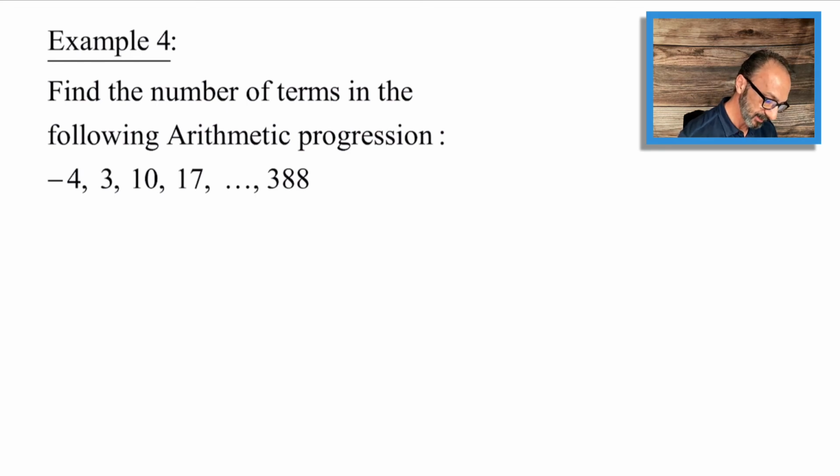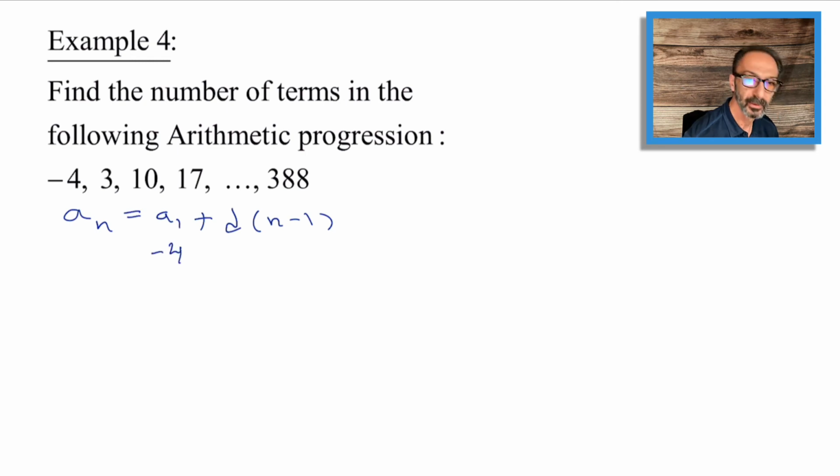So we have a sub n equals a sub 1 plus d multiplied by n minus 1. And a sub 1 is negative 4. We could see that right there. Going from negative 4 to 3, we're adding 7. From 3 to 10, we are adding also 7. From 10 to 17, we are adding 7. So d is 7. So we're going to write that here.